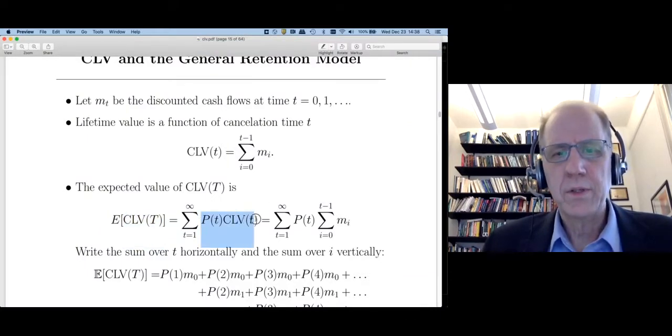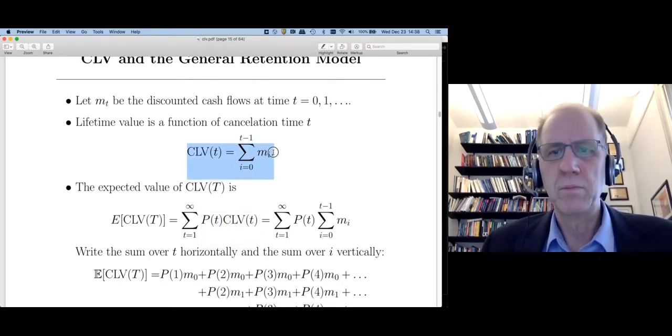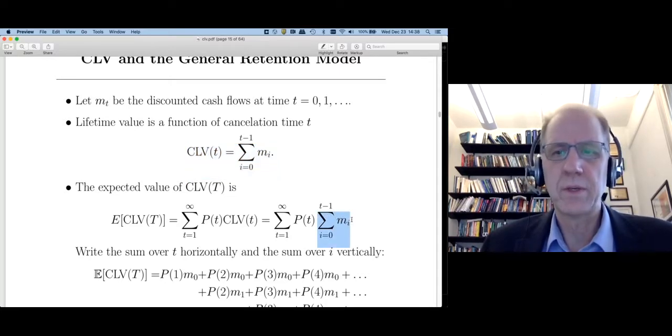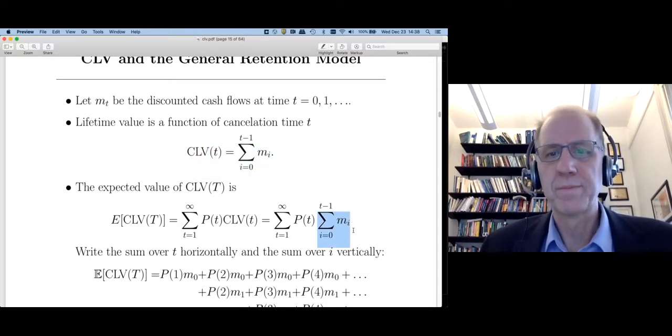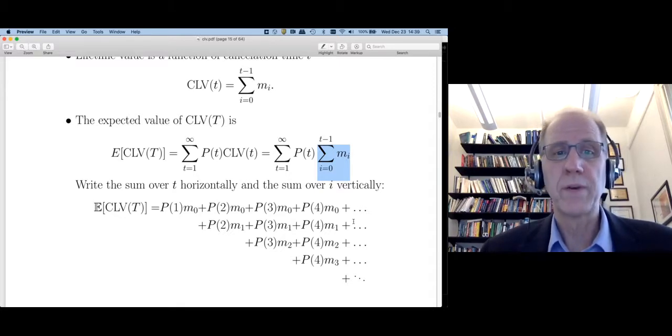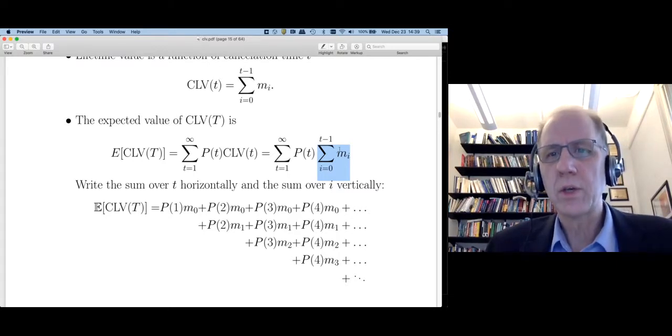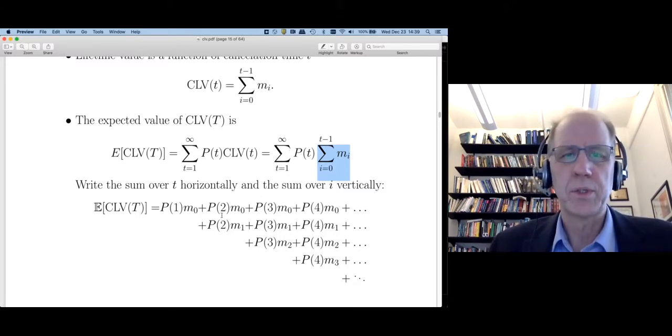What we have is just the PMF times that CLV function. Well, what is the CLV function? We've written that up here as the sum of the m sub i values. Now what I'm going to do is use the fact that addition is commutative. So if I take 1 plus 2, I get the same as 2 plus 1. And I'm going to rearrange the terms in this sum. So I'll multiply p sub t times the m, so bring that sum out in front, and rearrange terms.